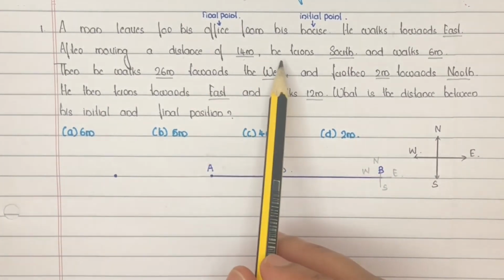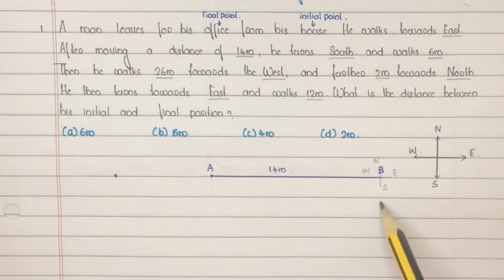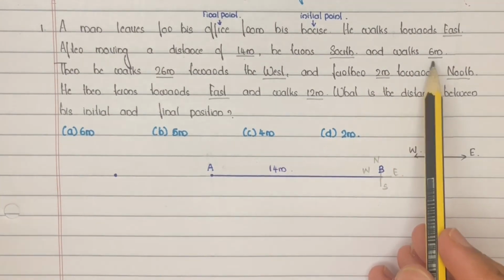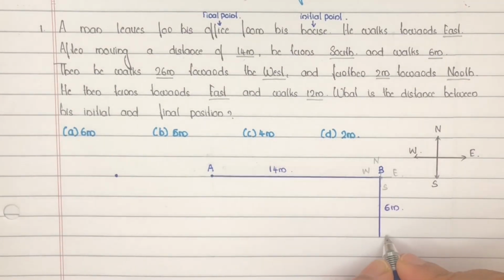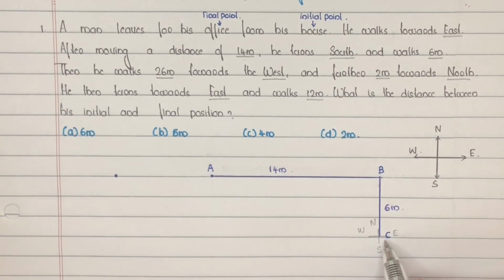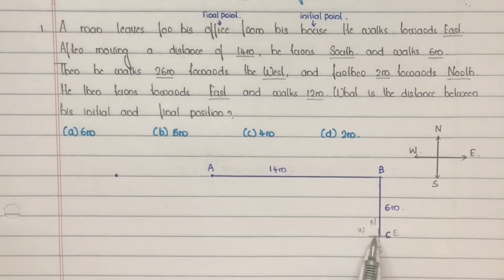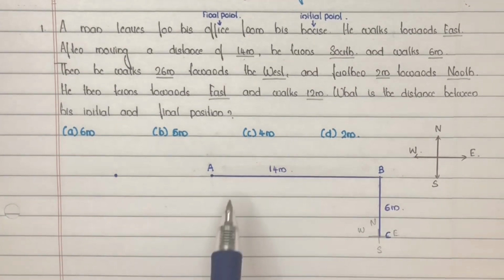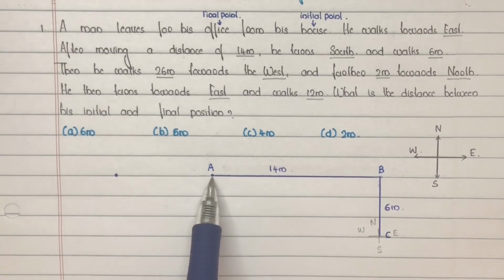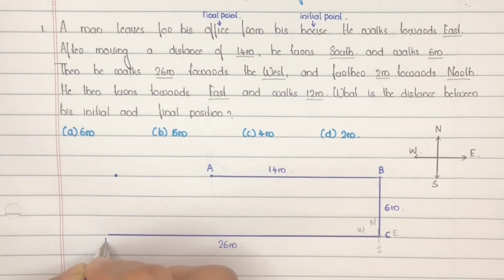Next, he turns south. He turns towards south, the downward direction, and walks 6 meters. So from B, 6 meters towards south. Now mark this point as C. Now he has reached point C. Then he walks 26 meters towards west. From C, 26 meters towards west, the left side. When you are drawing 26 meters towards west, keep in mind that the earlier distance is 14 meters, so draw a distance greater than that. Now mark this point as D.